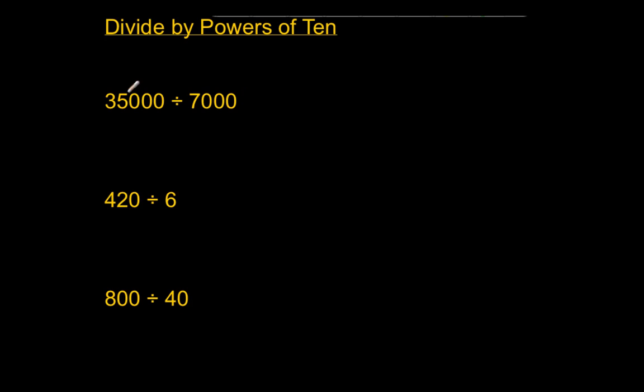For example, let's look at this example here. It says 35,000 divided by 7,000. So a number is made up of an adjective and a noun. This is 35, so that's the adjective. It's telling me how many I have. So I have 35. 35 what? Well, I have 35,000. So I'm going to write that down here. Problem is 35,000 divided by 7. 7 what? 7,000.